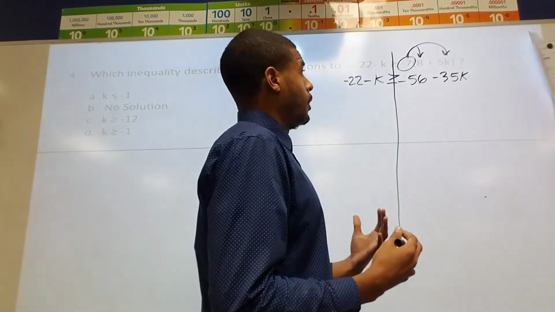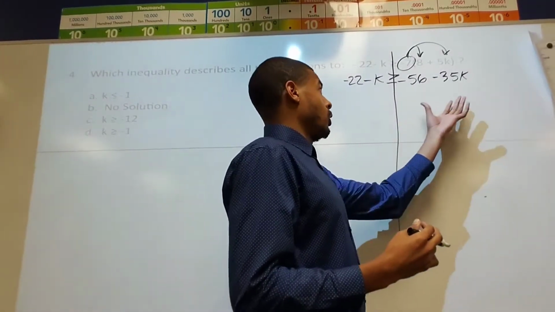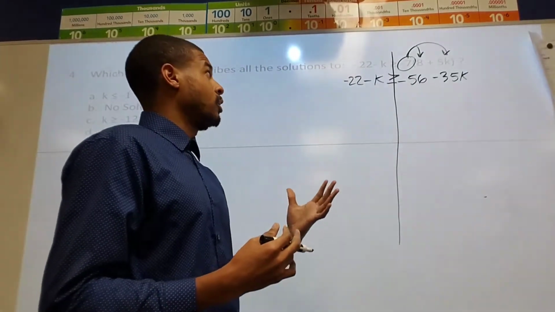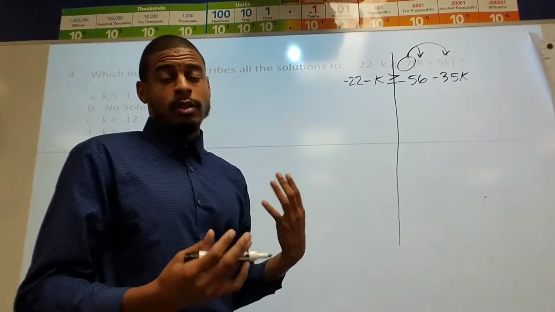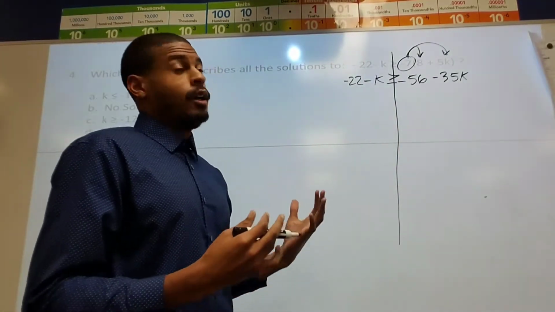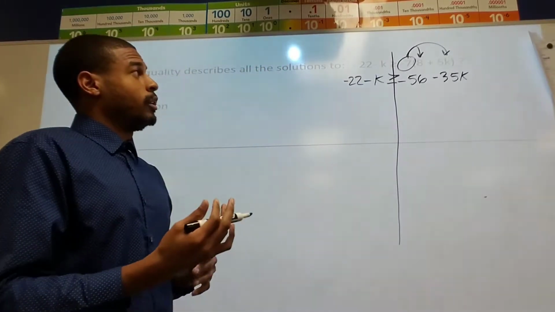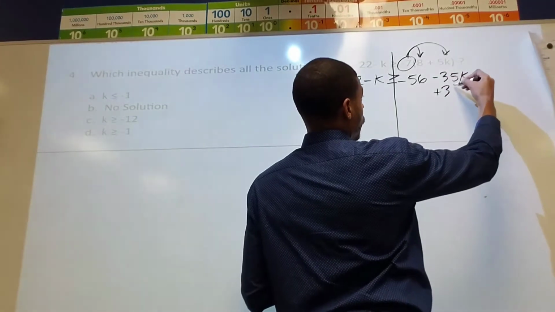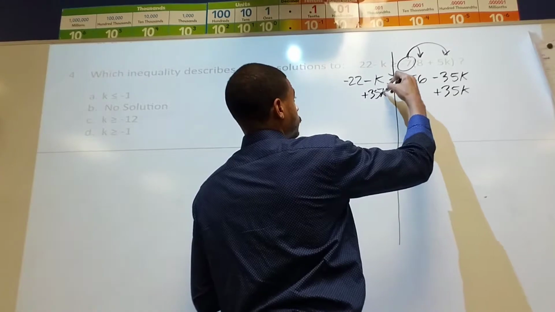Now, even though 35 is a larger number, negative 35 is actually smaller than negative 1. So I'm actually going to start with the negative 35. In order to get rid of the negative 35k, I'm going to add 35k to both sides.